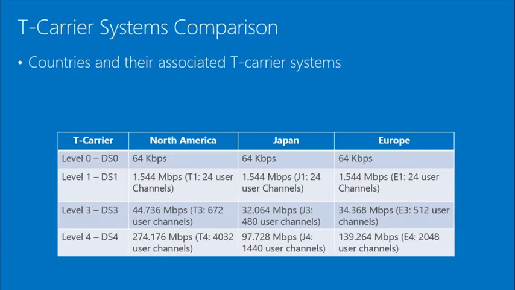The US, North America, uses for a T3 672 user channels for almost 45 megabits per second. Japan, on the other hand, only uses 480 channels for 32 megabits per second. And then Europe, 512 channels.